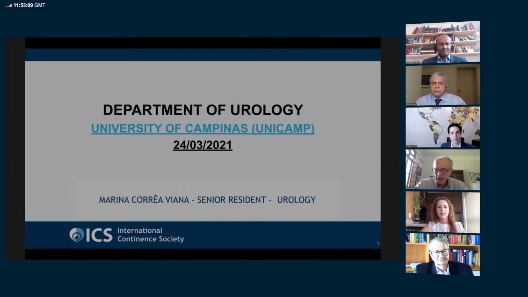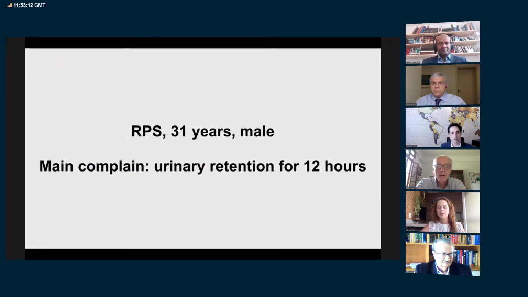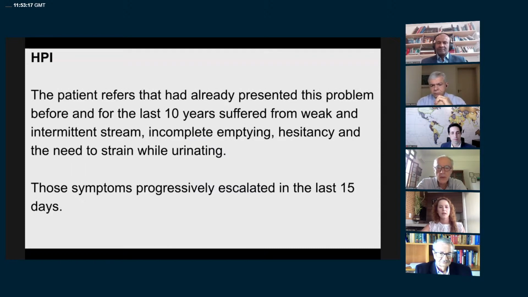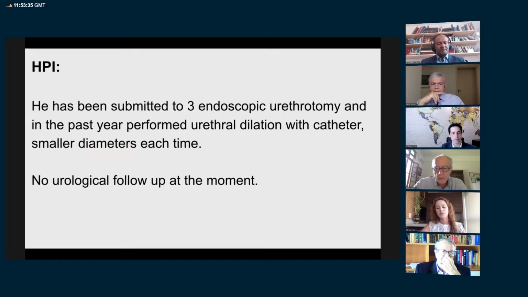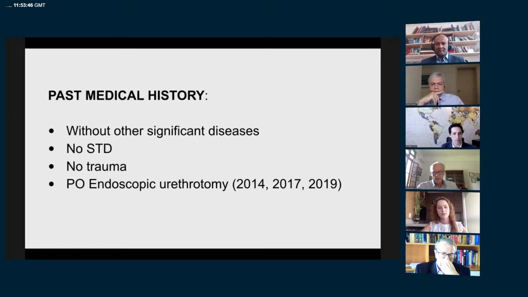So for the last case, we have a 31-year-old male with the main complaint of urinary retention for 12 hours. The patient reports that he had already presented this problem before and for the last 10 years suffered from weak and intermittent stream, incomplete emptying, hesitancy, and the need to strain while urinating. Those symptoms progressively escalated in the last 15 days. He has undergone 3 endoscopic urethrotomies and in the past year performed urethral dilation with catheters of smaller diameters each time, with no urological follow-up at the moment.